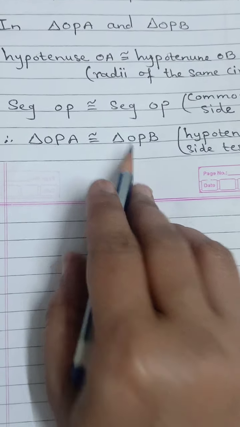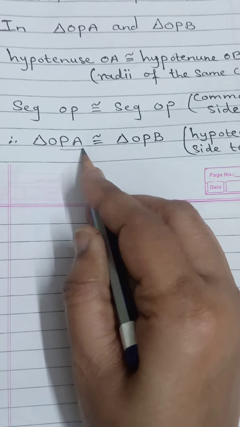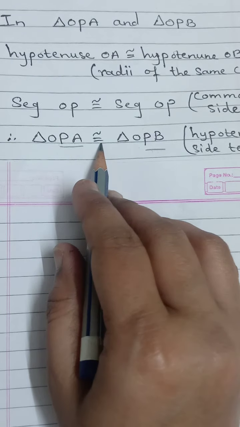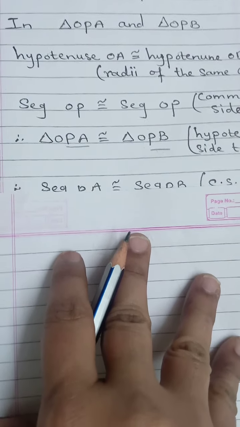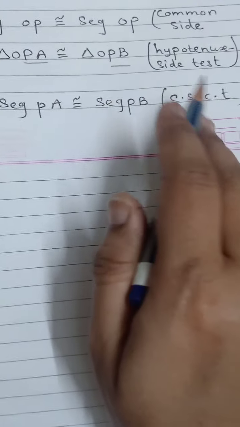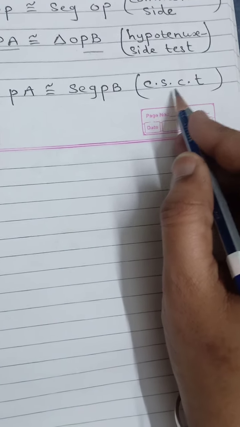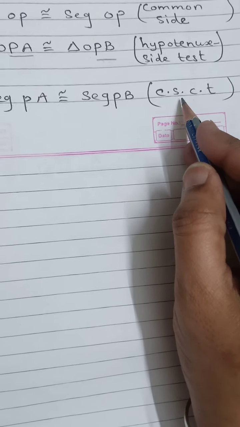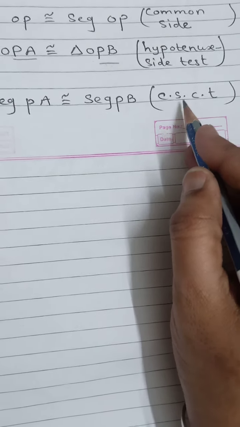So now we will take the side. If I take side PA here, we have to take side PB. That means side PA will be congruent to side PB. We will take that only, that is segment. Side also you can write or segment also, both are the same. So segment PA is congruent to segment PB and it is corresponding side of congruent triangle. You have to use the abbreviation only. No need to write the full form. You have to write it like that only, that is C.S.C.T., corresponding side of congruent triangle.